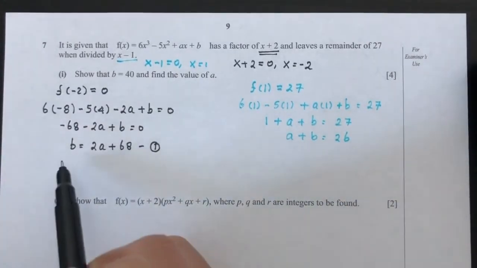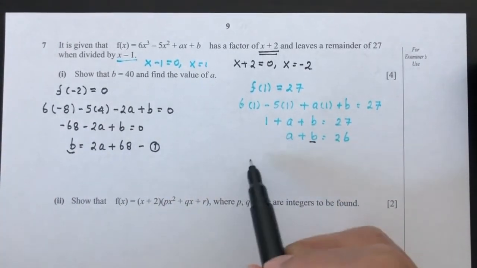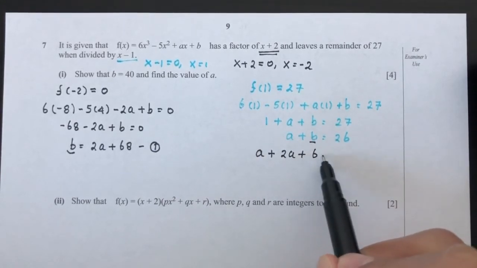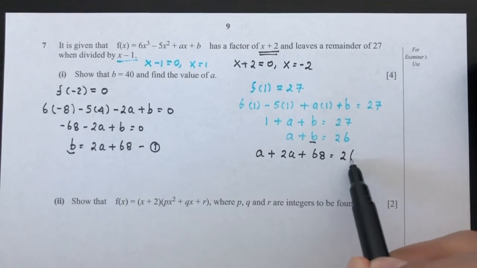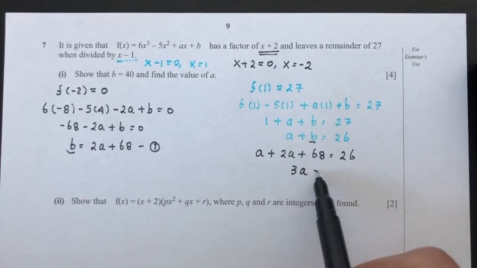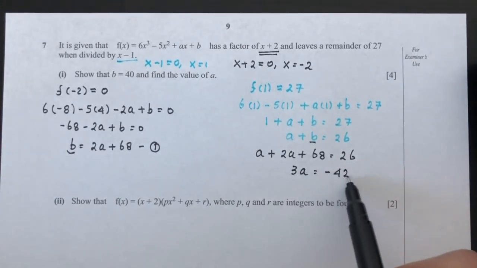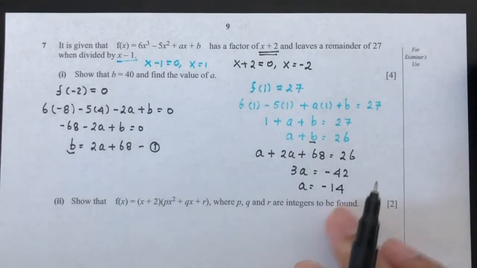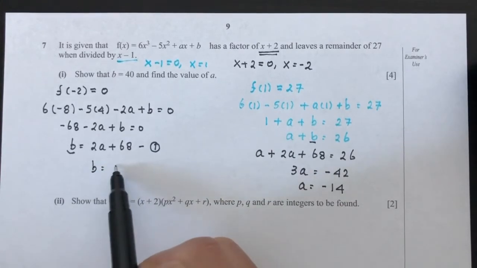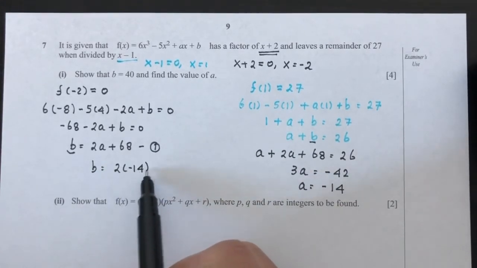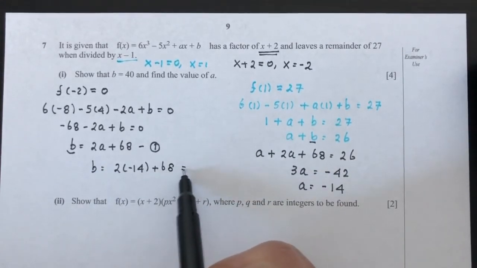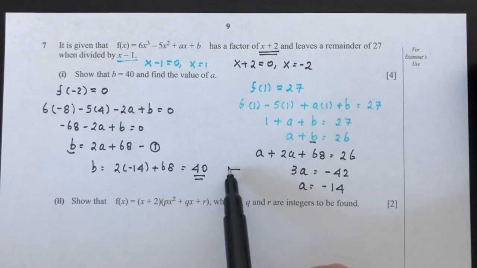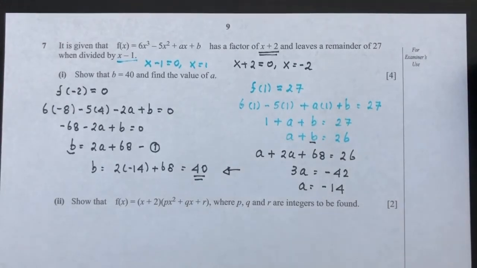Now replace this one in here. You will have a plus 2a plus 68 has to be 26. So 3a has to be minus 42. So a will be minus 14. Now taking this value, find b. B will be 2 times minus 14 plus 68, and that has to be 40. So it is shown as required. B is 40 and a is minus 14.